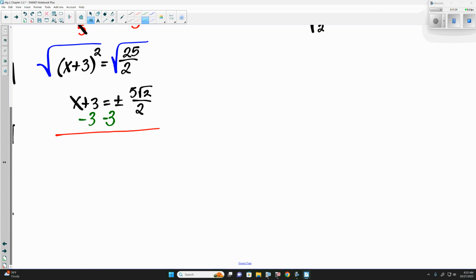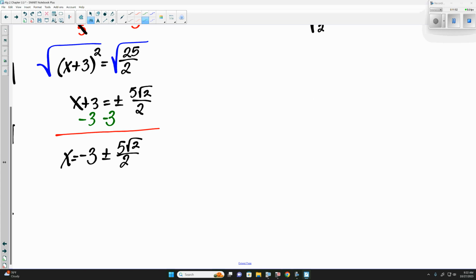Now the funny thing with plus and minus, we're going to still leave it as plus or minus 5 square roots of 2 over 2. And we're going to put the negative 3 in front of it. Whenever we add or subtract something, and we have that plus or minus a number, we're going to put whatever we added or subtracted in front of it.